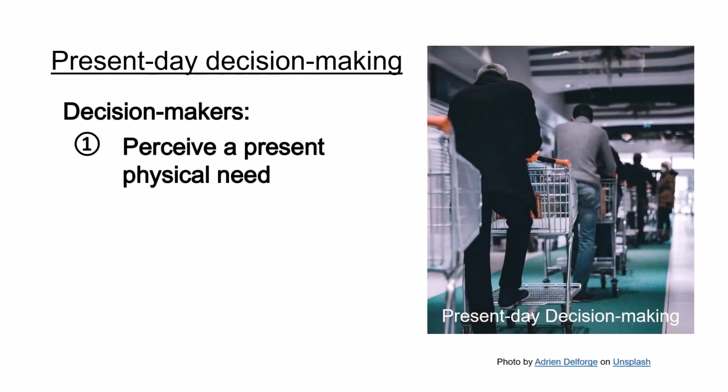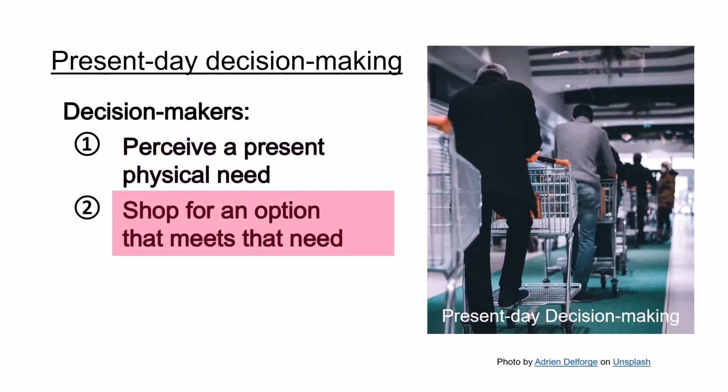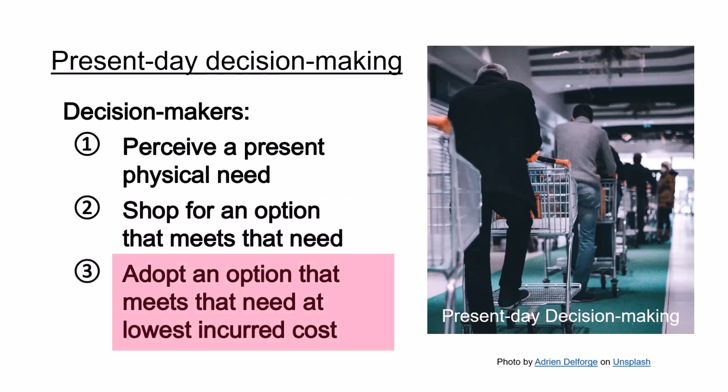Present-day decision-making is a simple 3-step process. First, decision makers perceive a present physical need. Second, decision makers shop for an option that meets that present need. Third, decision makers adopt an option that meets that present need at lowest incurred cost.